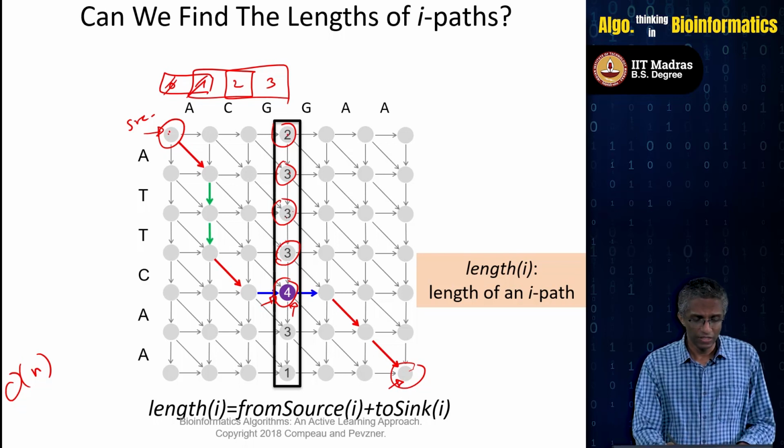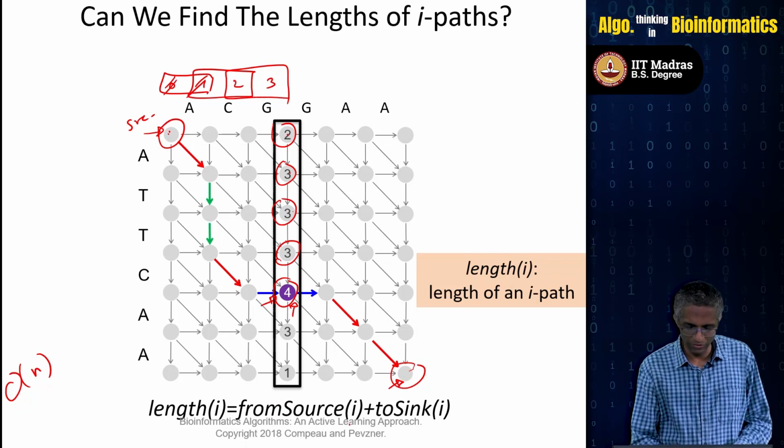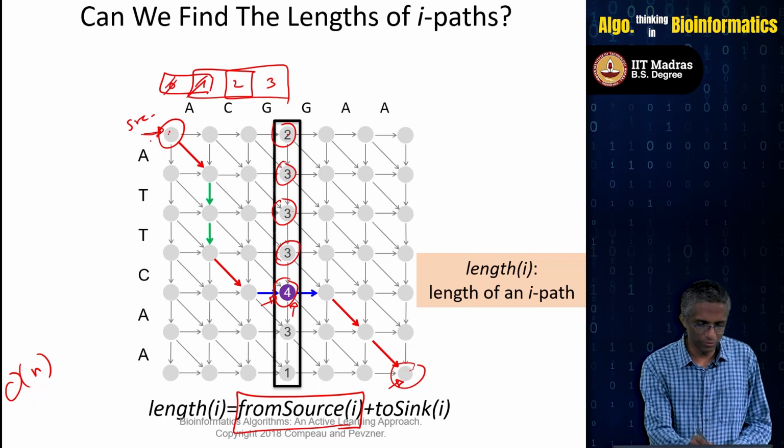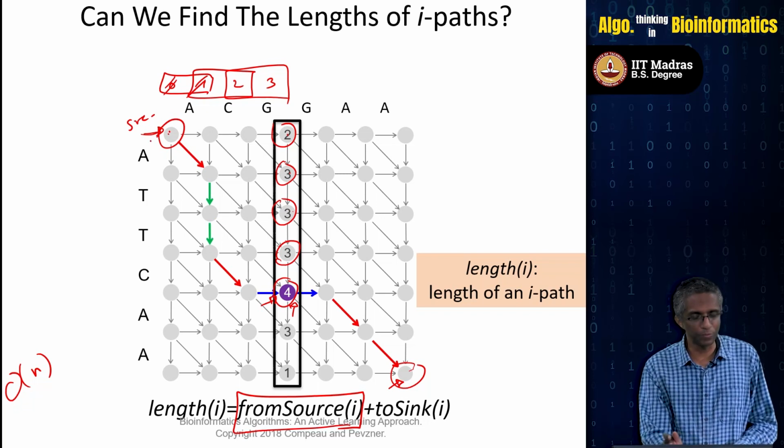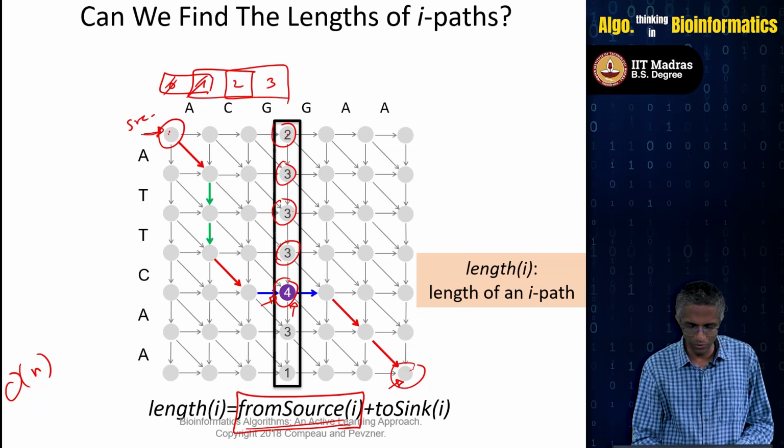But that only gives you one part of the equation. That only gives you the part from the source. If you run it from the source and then stop your original DP algorithm at this middle column, it will give you all the values from the source.